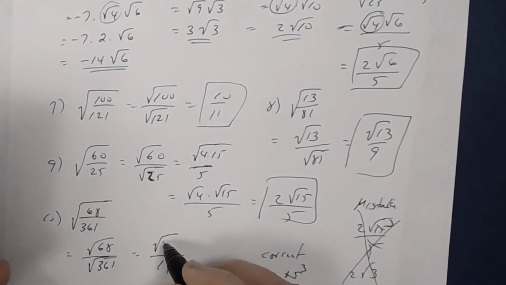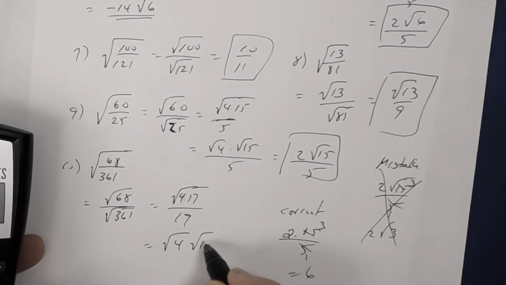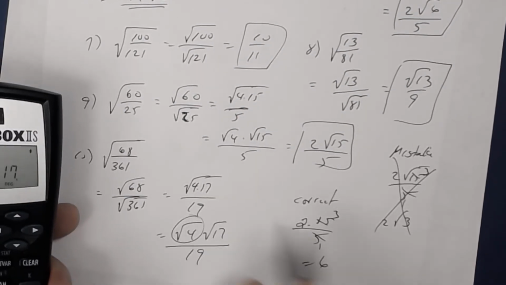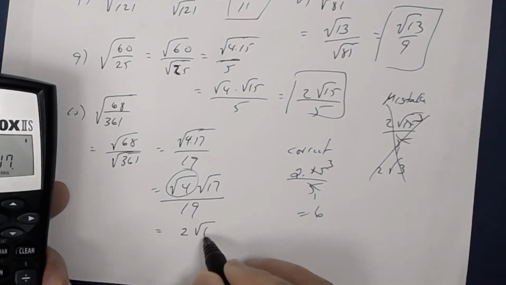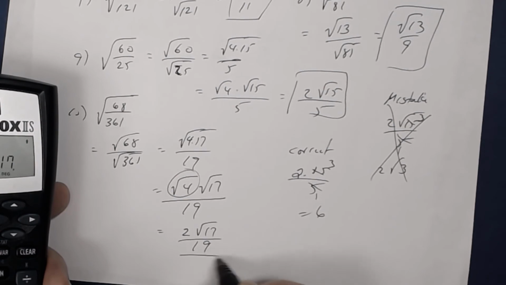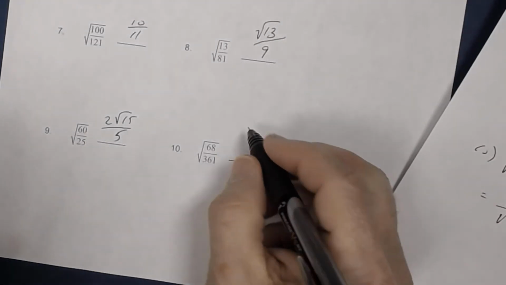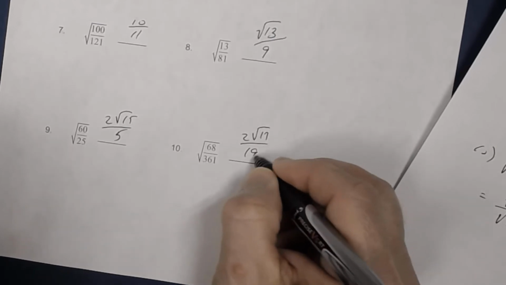So this would be the square root of 4 times 17. And then rewriting this, that's going to be the square root of 4 times the square root of 17 over 19. And the square root of 4 we know is 2, so you do have to go further. So the answer is 2 square root of 17 divided by 19. Okay, so that's number 10.